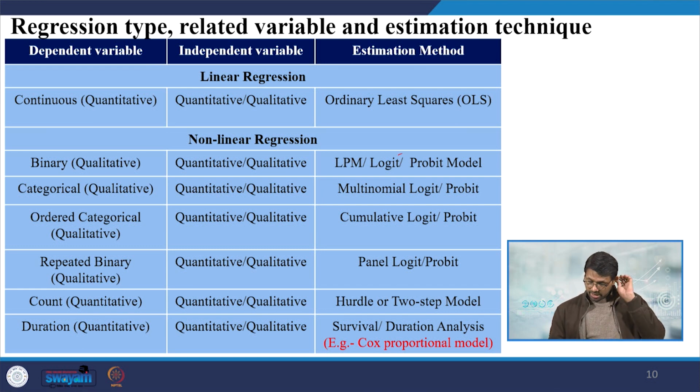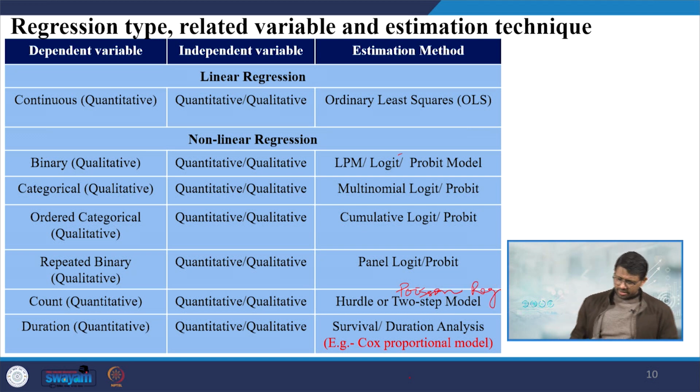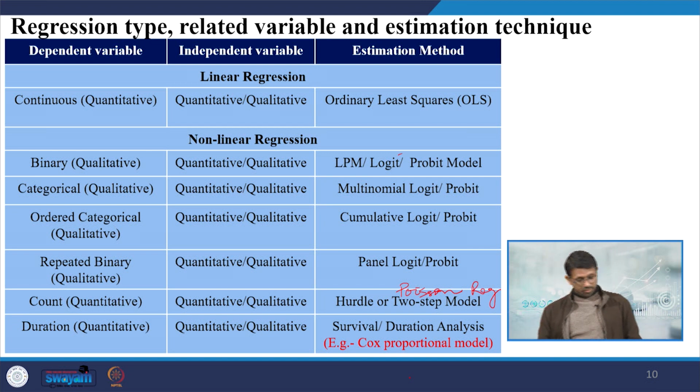In case of count data, Poisson regression is suggested, and sometimes it is called a hurdle or two-step model. Even in Poisson, you can write it down, Poisson regression model. In some papers you will find the negative binomial Poisson regression model also. You just go through those papers. And for duration, some models are suggested, like survival or duration analysis. Sometimes the Cox proportional hazard model is also used.